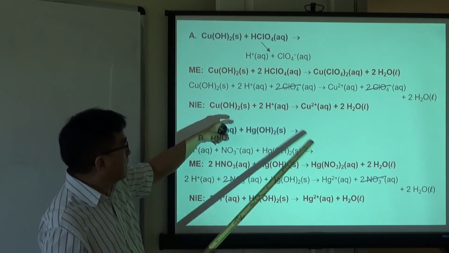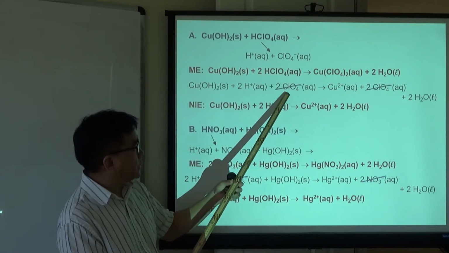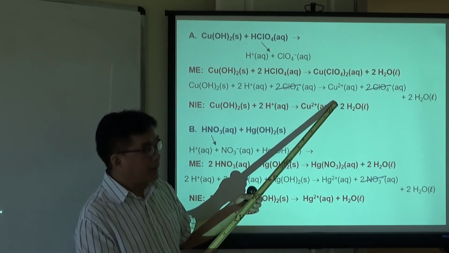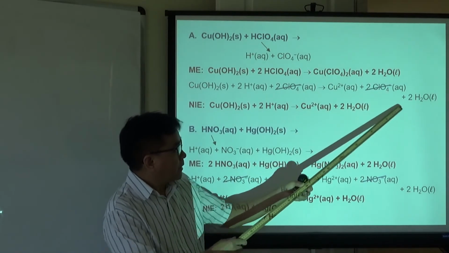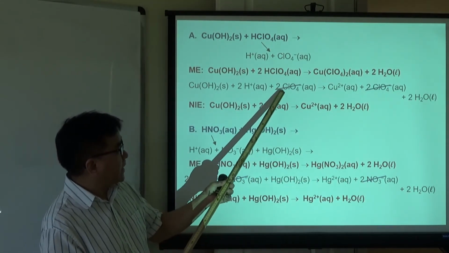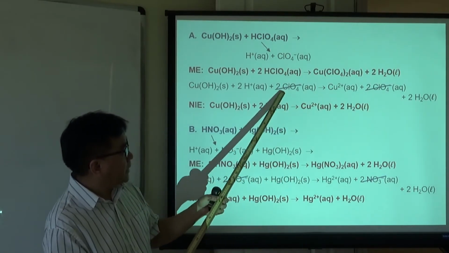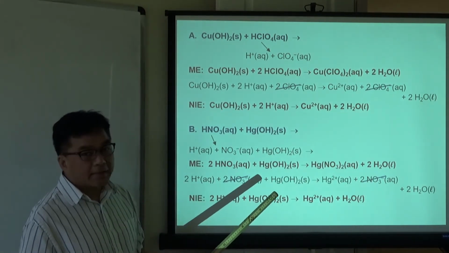But perchloric acid is a strong acid, so it produces 2 hydrogen ions and 2 perchlorate ions. This is aqueous, so in solution it produces copper ions and 2 perchlorate ions from here. And then you've got 2 water. So the spectator ions: you can cancel out the 2 perchlorate ions, because you can see that on the left side and the right side it's the same thing. It hasn't reacted at all.